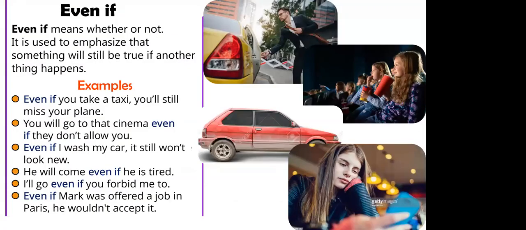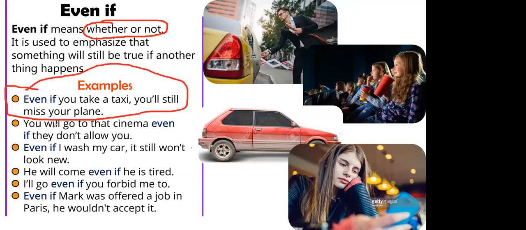Examples: even if means whether or not. So it doesn't matter. It really doesn't matter what happens, it will still take place. Example, even if you take a taxi, you'll still miss your plane. So it doesn't matter what you do, you'll still miss the plane.